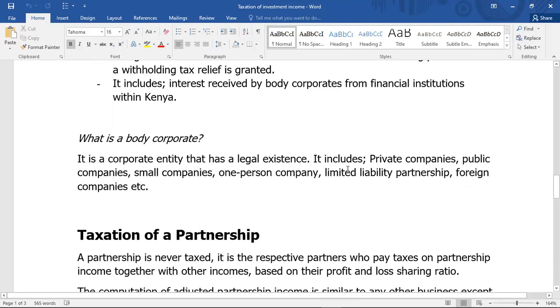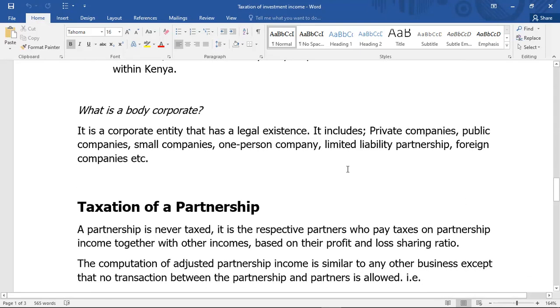And we know that we are discussing private companies, public companies, small companies, one-person company, limited liability partnership, and also we discuss foreign countries. That is what we discuss about body corporates. That is done and dusted. That knowledge we are just going to be using when we are analyzing interest and dividends. Now, let us focus my attention to where the examiner also normally targets a lot.